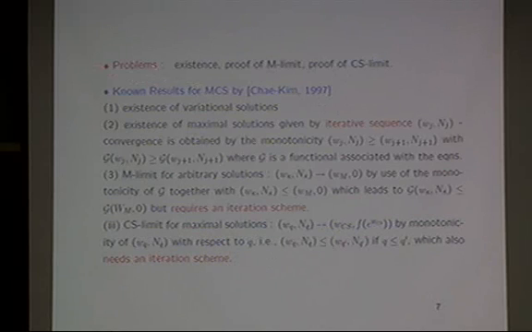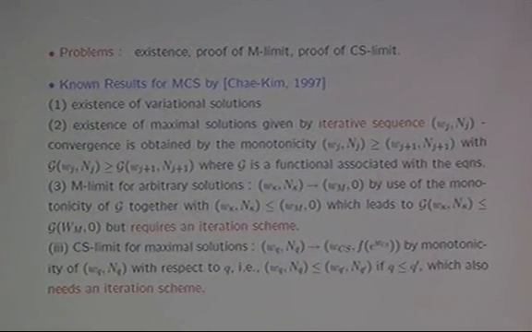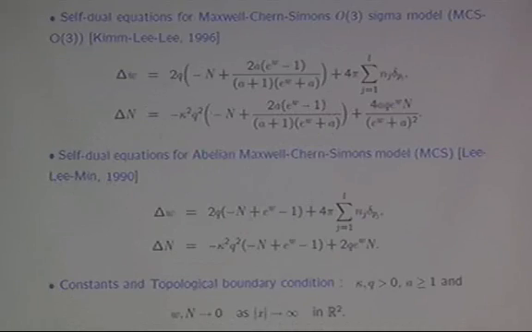So the problem is, we have three problems. The first one is existence, the second one is the proof of the Maxwell limit, and finally the proof of the Chern-Simons limit. Since we can consider this system as a generalization of that system, let me first investigate that system first.